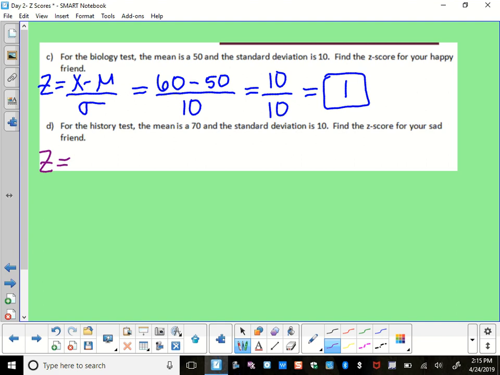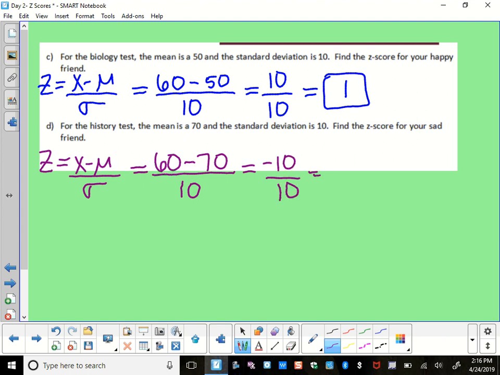I have my formula. Z-score equals X minus the mean divided by standard deviation. What was the score for the history test? What was the score that that sad friend got? 60. It's not in this sentence, but we just know it. All right. And what is our mean? What was the class average? 70. And what's my standard deviation? 10. So what is 60 minus 70? Negative 10. And negative 10 divided by 10 is negative 1.